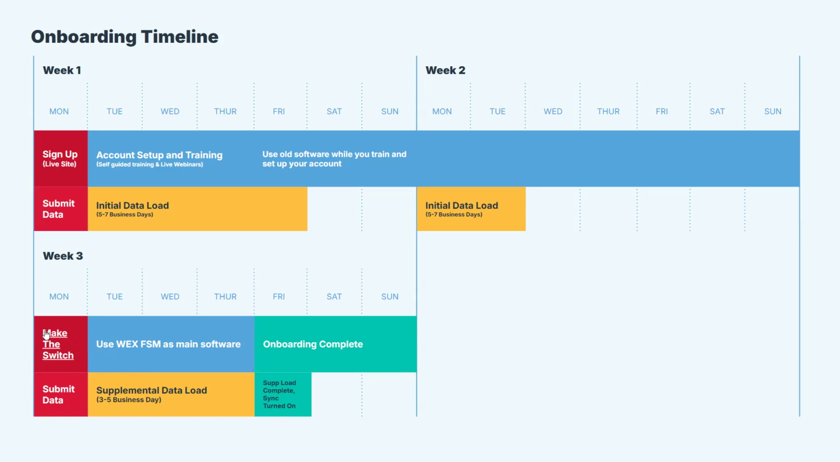And remember, when you make the switch, you will be using WEX FSM as your main software. We will do your supplemental data load and load that into your system. During this week, while you've made the switch and you're using the system, the sync will be turned off during that time. So everything you're entering will be saved in your WEX FSM system. Once the supplemental data load is complete, we will officially turn on the sync. That way we have a full system of record now syncing down to your QuickBooks.